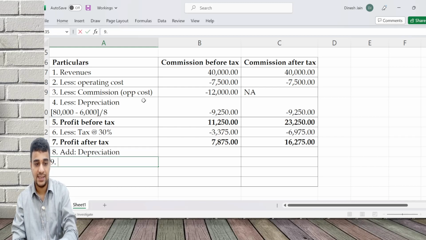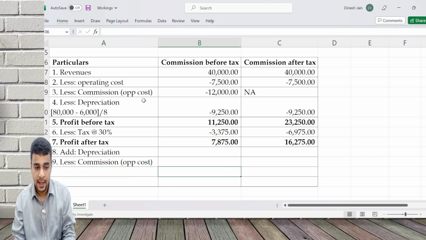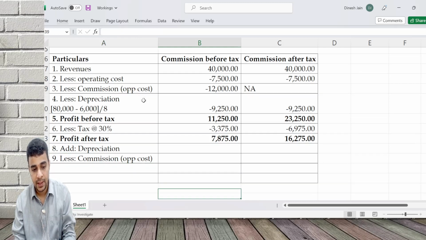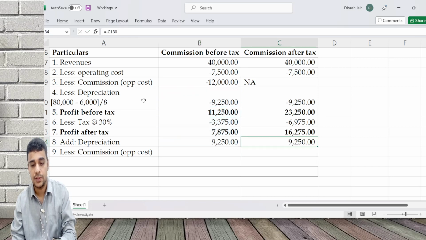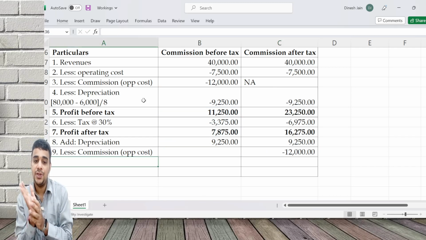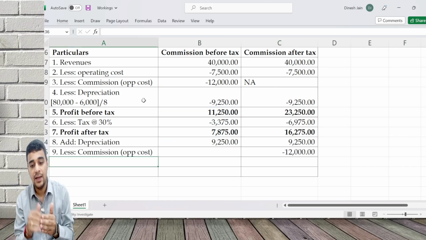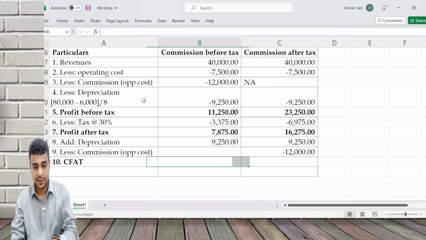And less commission, which is the opportunity cost. You'll subtract it after CFAT. Add back depreciation, less commission. Depreciation is this, you're adding back this amount, and commission is to be subtracted at this stage. Earlier we subtracted commission before tax, that is, at the PBT level. Here we have subtracted at the CFAT level. This will lead to a difference in the CFAT number.